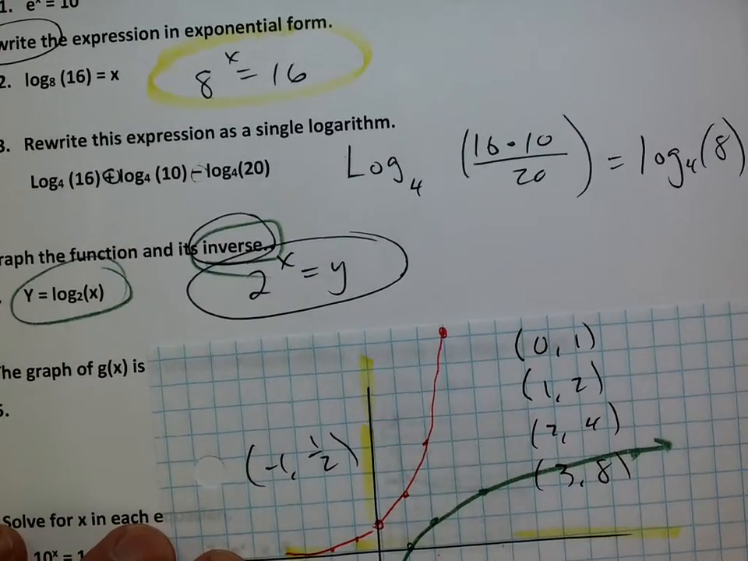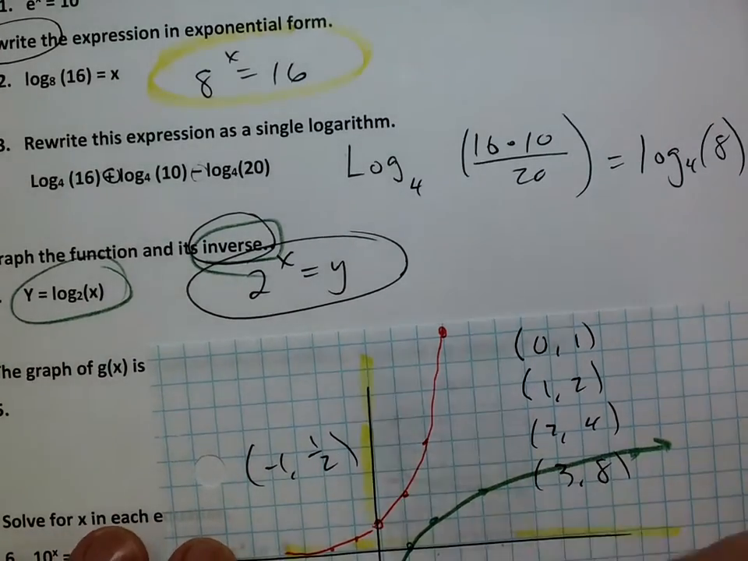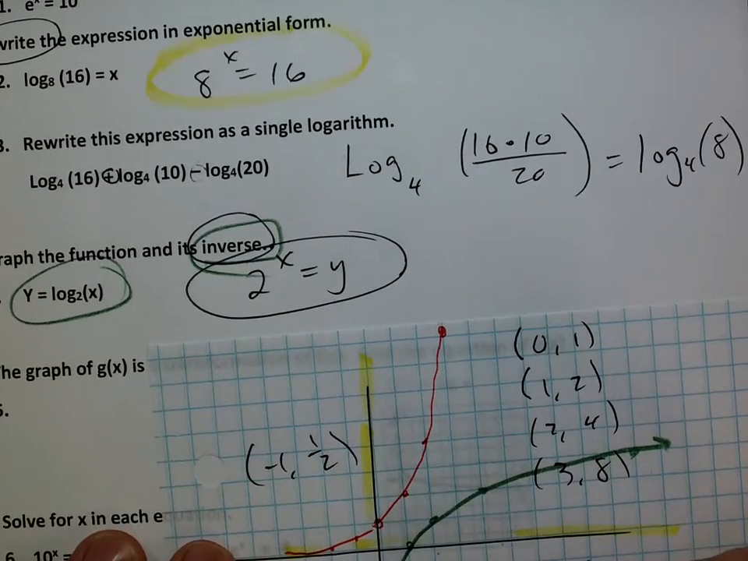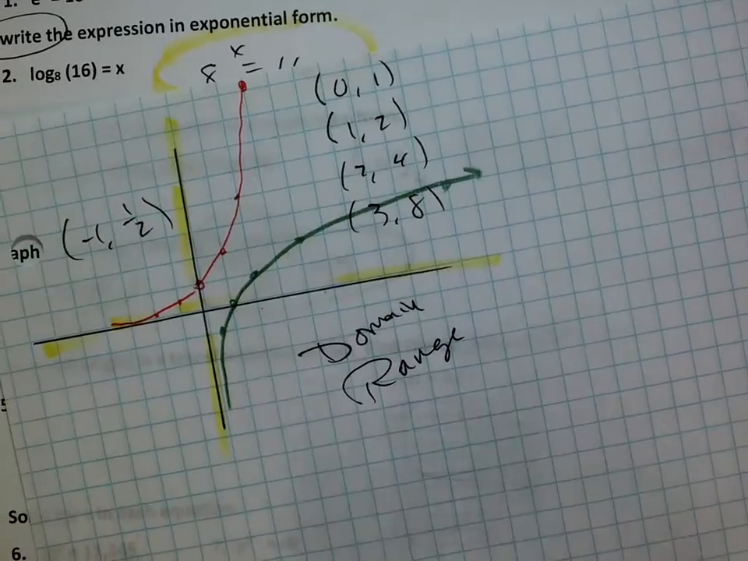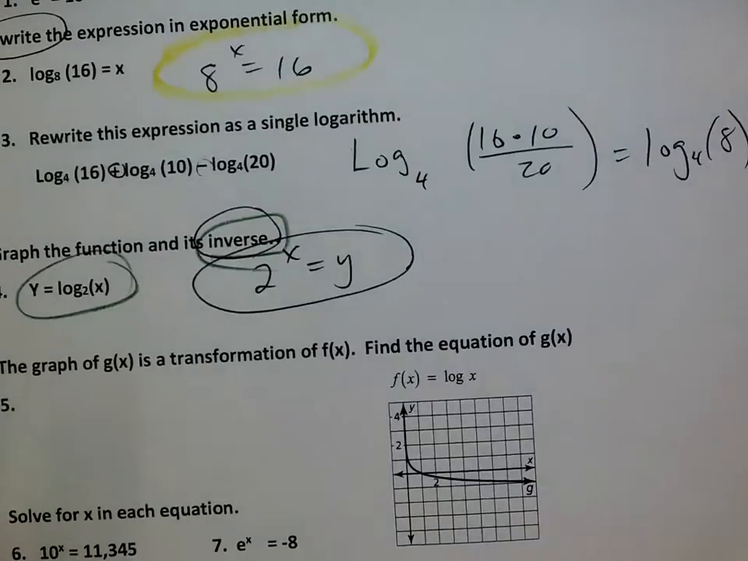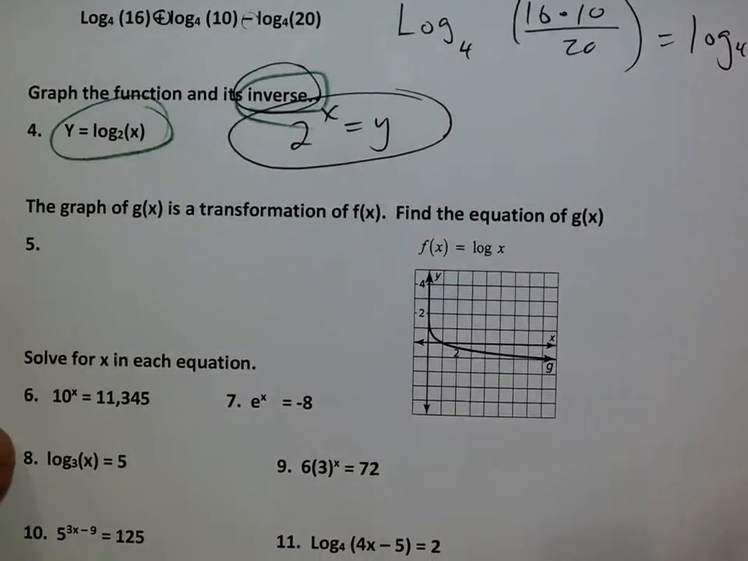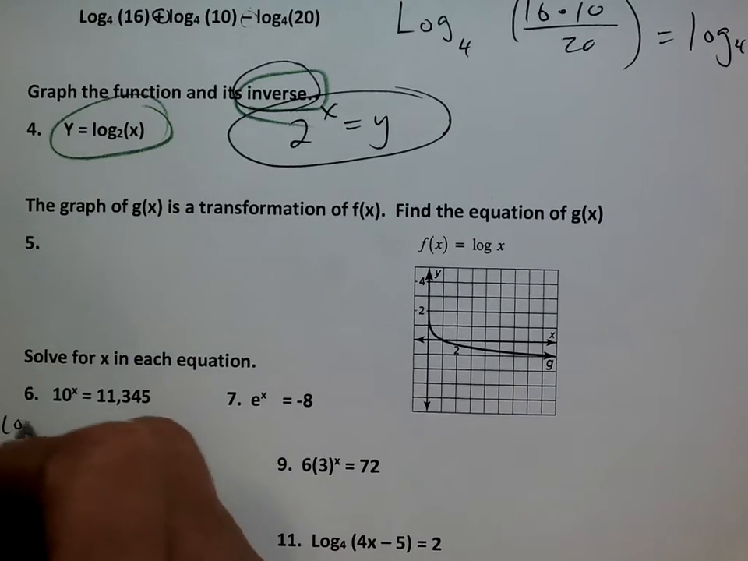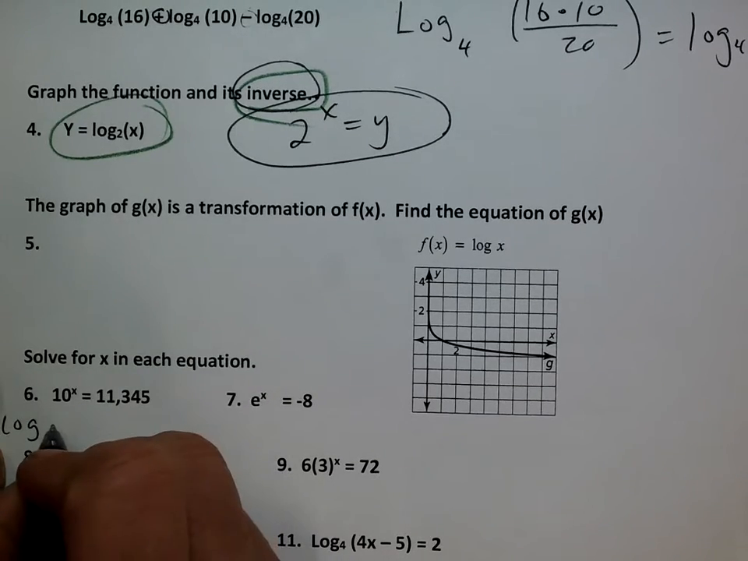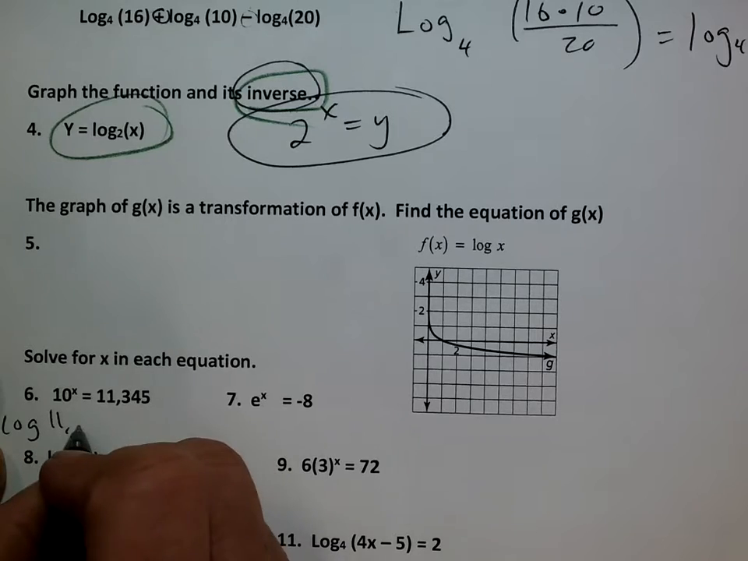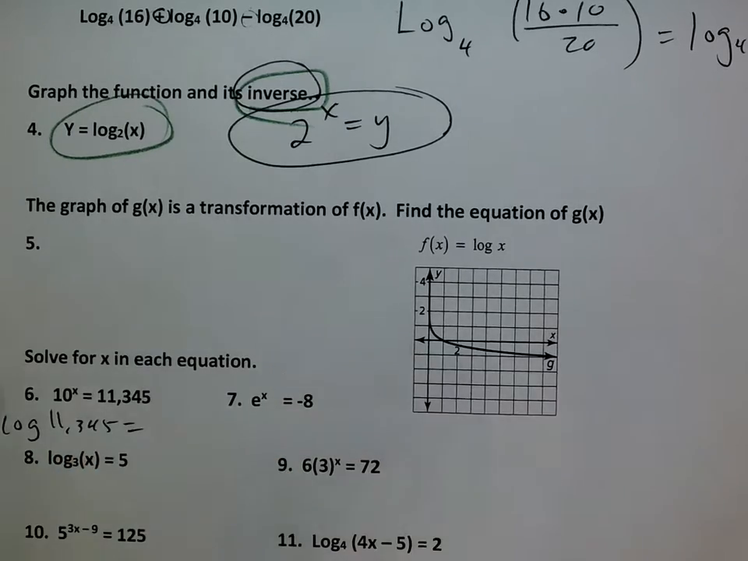Domain and range, I might ask that also. So think about domain and range of both. I'm probably going to ask domain and range on both, okay. Number 6, I'm probably going to change it to log base 10, which is on my calculator, of 11,345, and I'll let you get the answer.